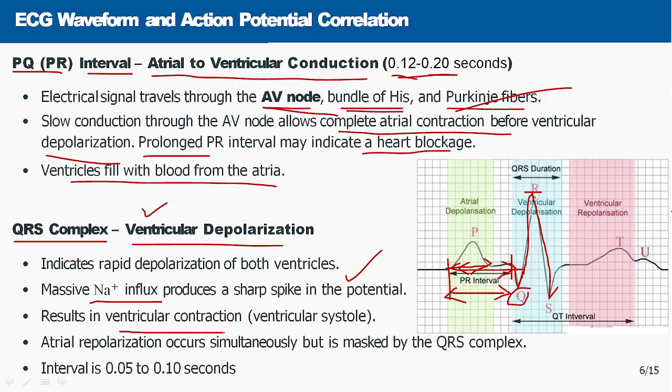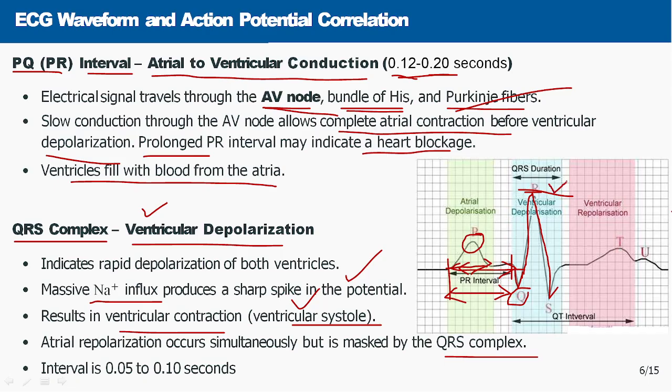It results in ventricular contraction. We call that ventricular systole. Previously we have seen this region, it is your atrial systole. Now this R indicates this ventricular systole. Then atrial repolarization occurs simultaneously, but is masked by the QRS complex.